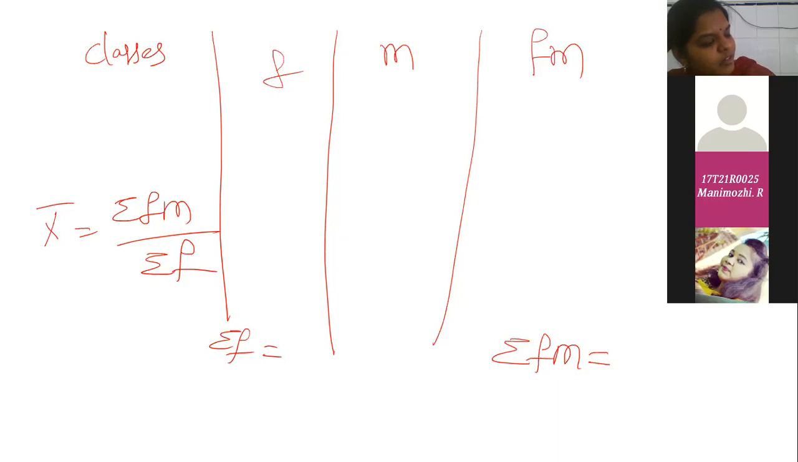What about the midpoint values? How will these be? First one is 5, no? 10, 15, ma'am. Yes. 25. 35. Yes. 45, 55. Yes. Then calculate FM. Multiply F and M values. 5 5s are 25.